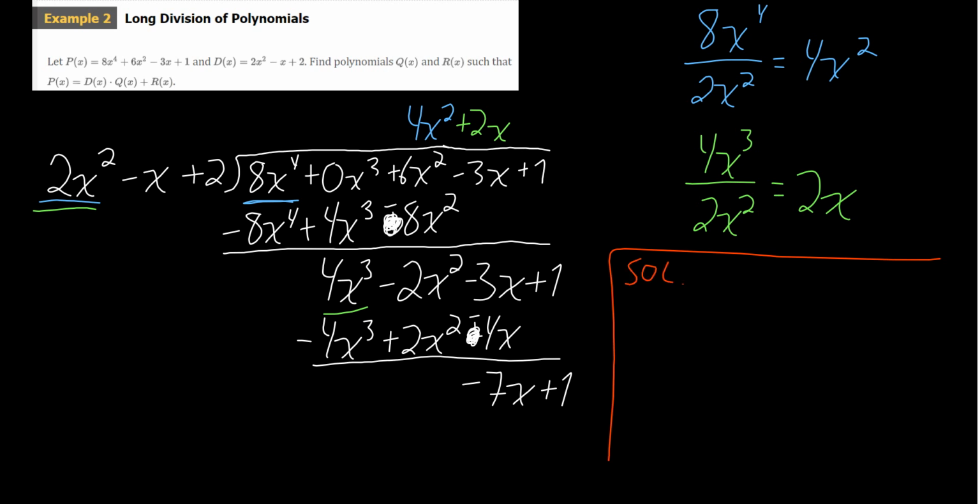My divisor was 2x squared minus x plus 2. All right, it's multiplied by my quotient, which is up here, 4x squared plus 2x. I don't have room, so I'm going to snip it. Is that okay? I'm going to snip it. I don't want to put the remainder on another line.